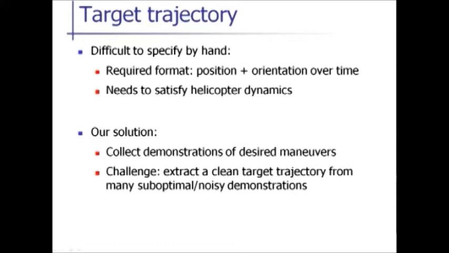That's the definition. So our solution is, we're going to collect demonstrations of the desired maneuvers. We'll have the pilot fly 5 stall turns of roughly the same height and same parameters and everything. So we just tell the pilot to fly the same thing 5 times. And the challenge now becomes to extract a clean target trajectory from these many suboptimal and noisy demonstrations. The pilot's not perfect. I mean, they can get these things to fly well, and they're great, but they're not going to fly the same thing 5 times. You can't do that. And so none of those 5 examples he's going to give us are exactly what we want to fly. So what we have to do is kind of average them together and take out the good parts and leave out the bad parts.